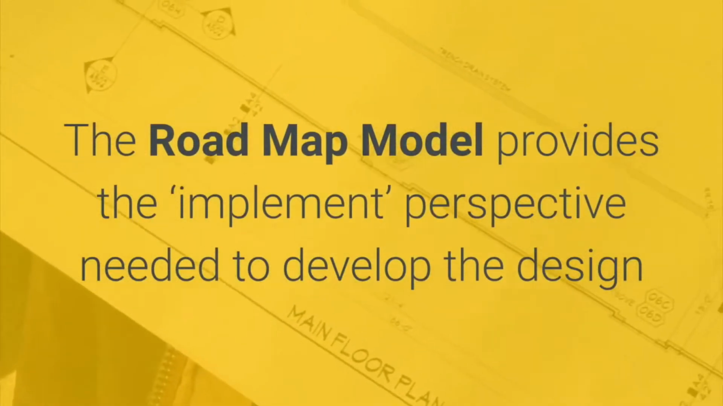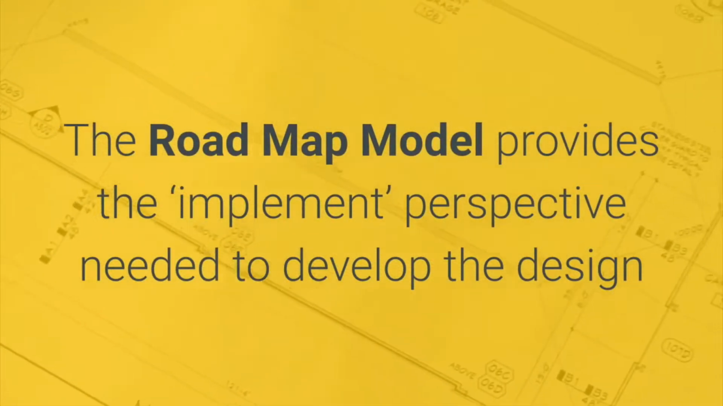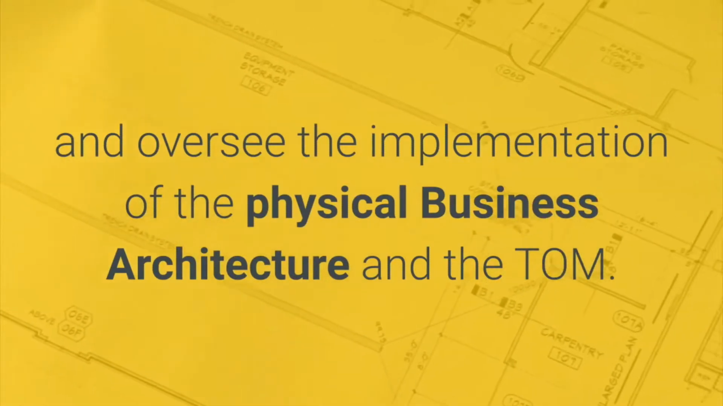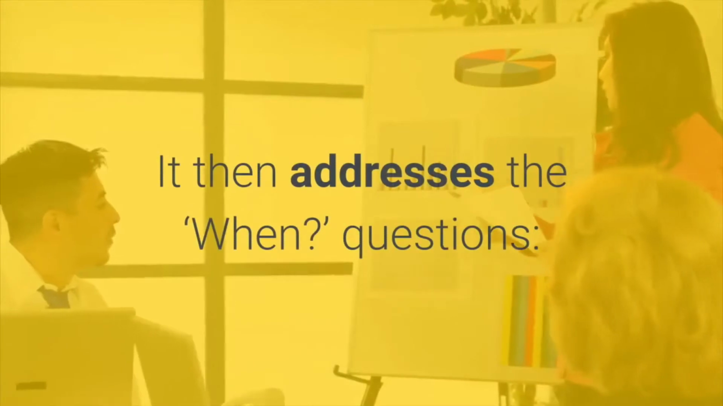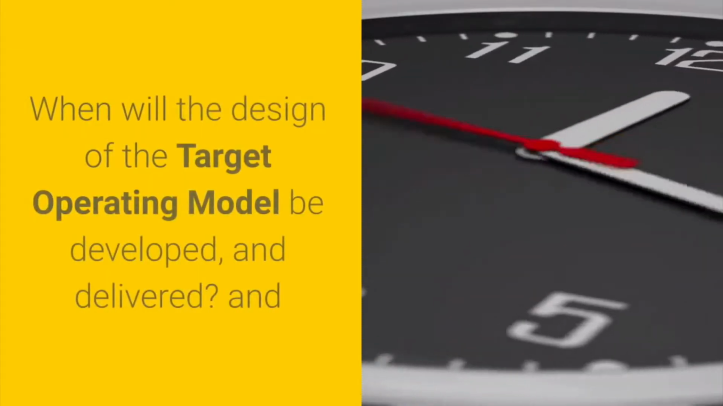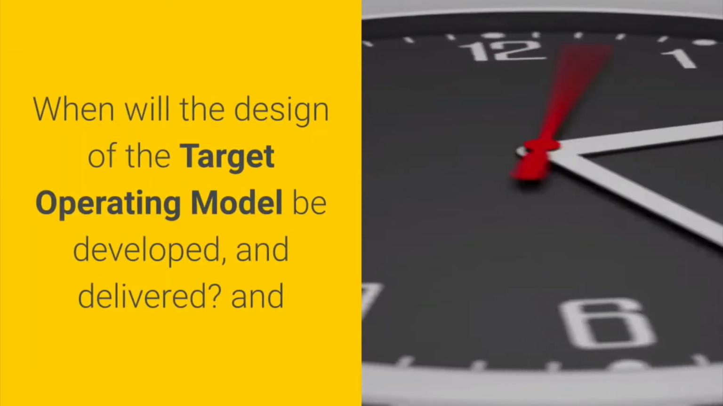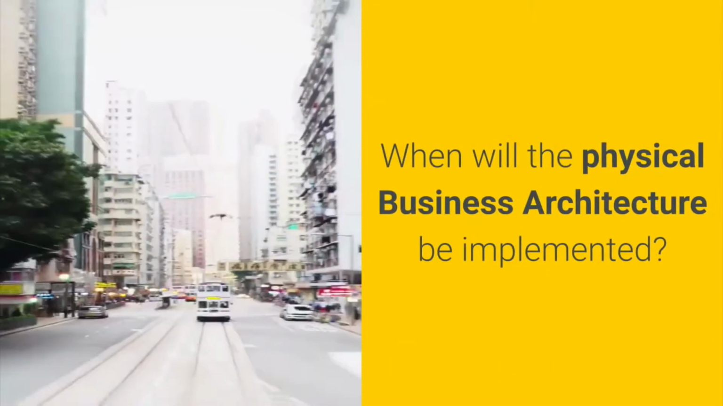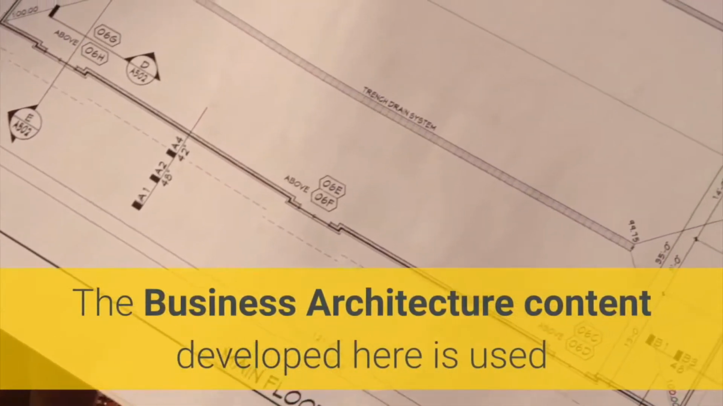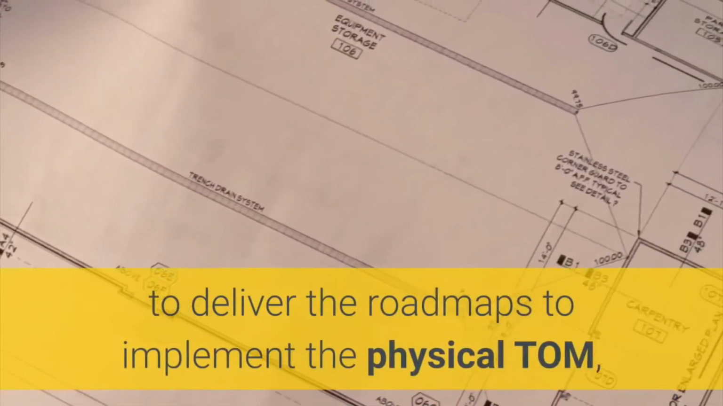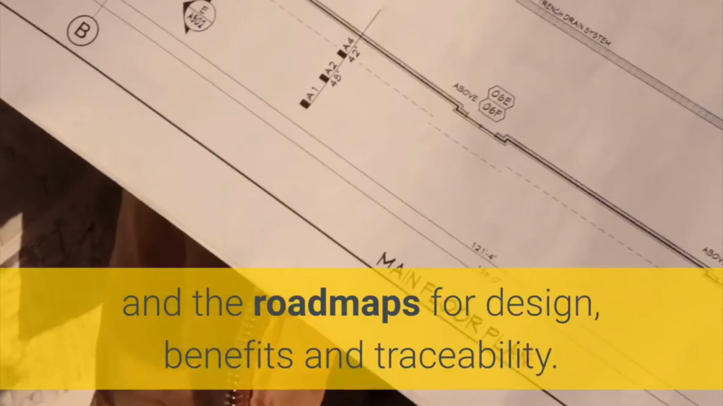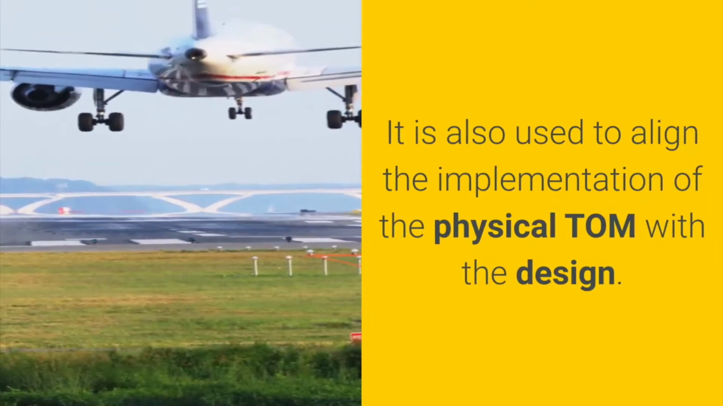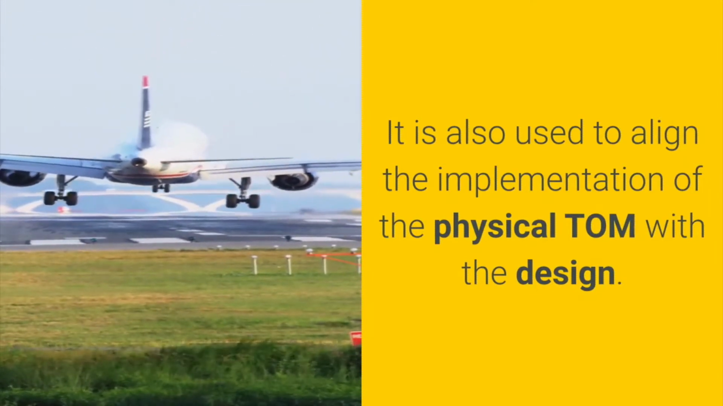Perspective. The roadmap model provides the implement perspective needed to develop the design and oversee the implementation of the physical business architecture and the TOM. Context. It then addresses the when questions. When will the design of the target operating model be developed and delivered? And when will the physical business architecture be implemented? Content. The business architecture content developed here is used to develop the roadmaps to implement the physical TOM and the roadmaps for the design, benefits, and traceability. It is also used to align the implementation of the physical TOM with the design.